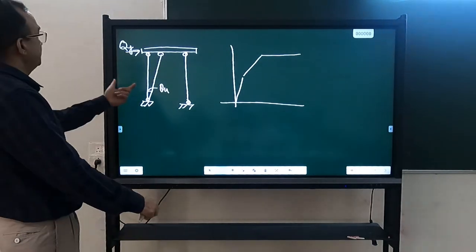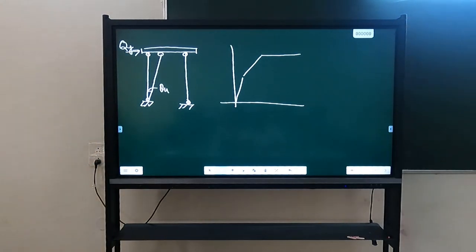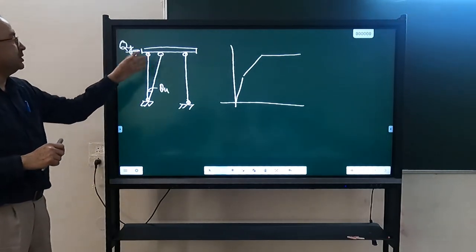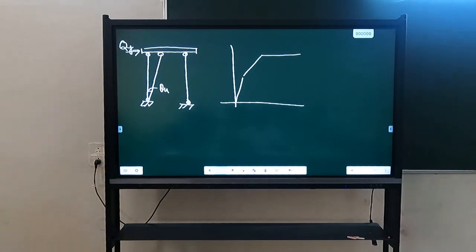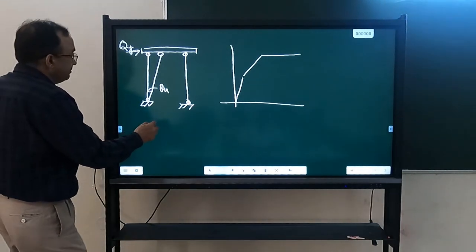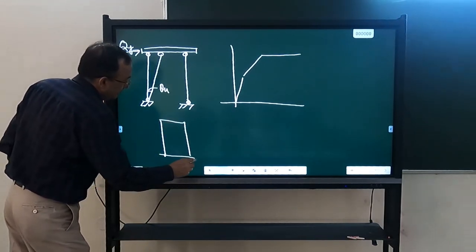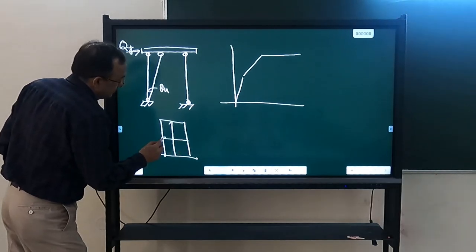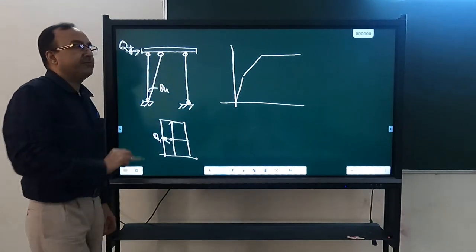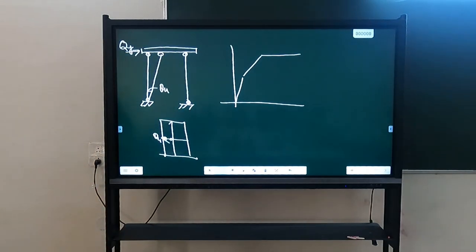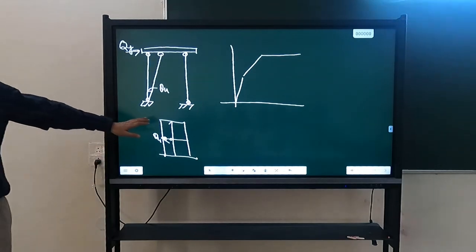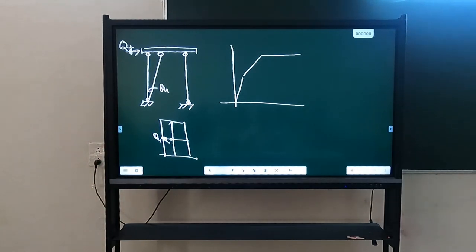There is a debate. Some people ask, if just one point fails, can we say our structure has failed? If one column fails, it will come down. Here I have taken two columns, so if one column fails, it will come down. But suppose there were multiple columns, or there is failure of a beam in a building, which we will take later. Suppose the rotation of this beam reaches theta u. Theta u means this beam is going to collapse. But does collapse of this beam mean that the structure has collapsed?